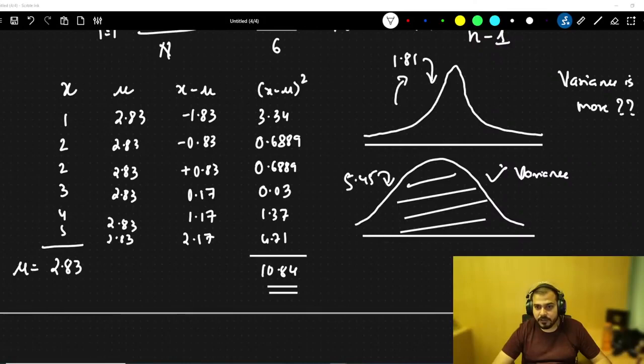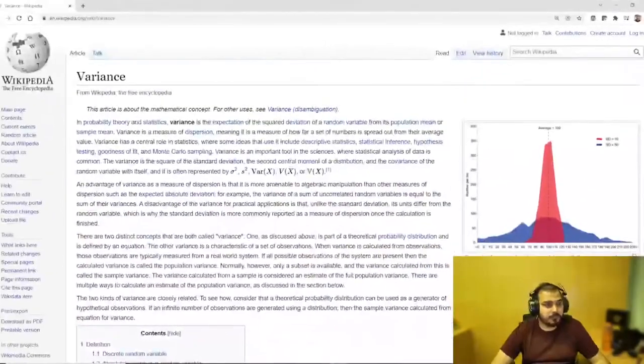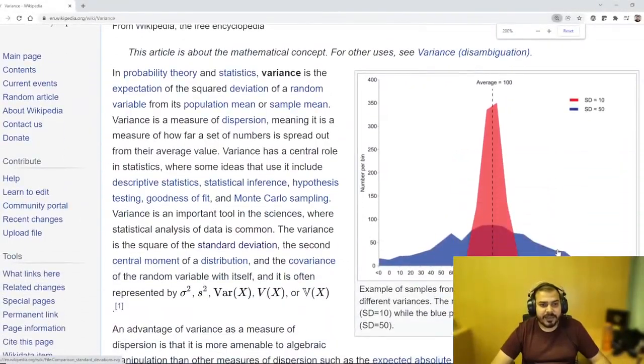Okay, just a second. Give me a second. I will just show you one image from Wikipedia. Okay. Everybody is able to see this image? Just give me a yes or no.